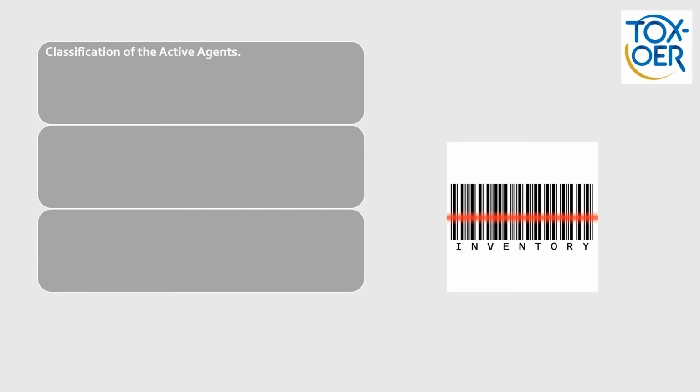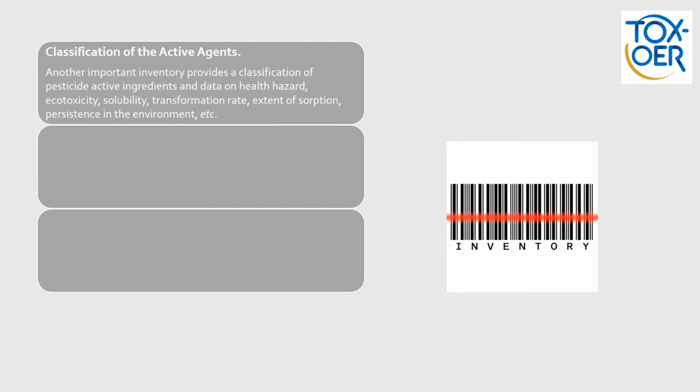This is a classification of the active agents. Another important inventory provides a classification of pesticides, active ingredients, and data on health hazard, ecotoxicity, solubility, transformation rate, extent of sorption, persistence in the environment, and so on.